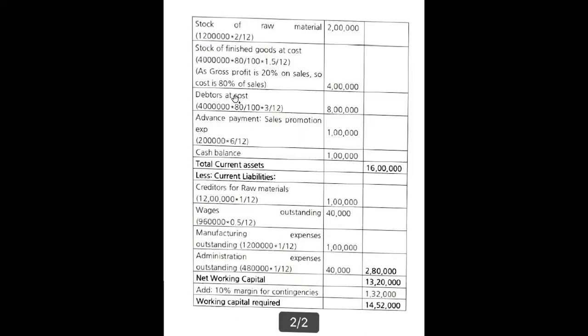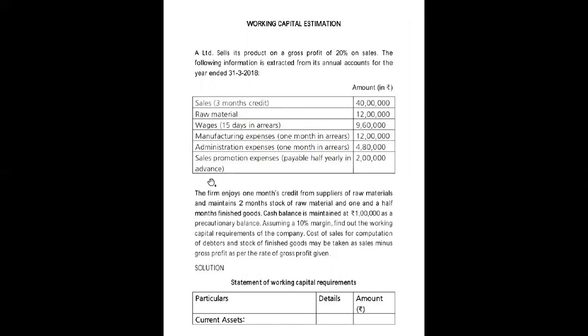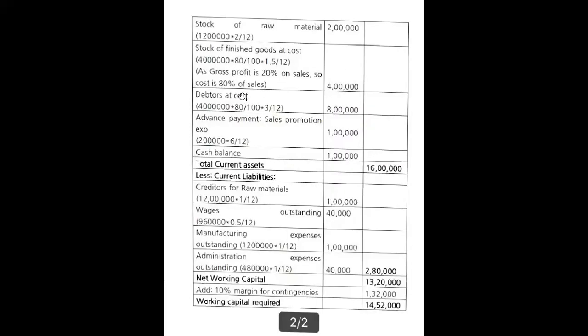Just in the same manner that we calculated the cost of sales, which is sales multiplied by 80%, which represents the proportion of cost in the sales part, we have 40 lakhs multiplied by 80%, which represents the cost of sales, multiplied by 3 by 12. Now herein, the sales are on 3 months credit basis. So 3 months credit means the debtors are given 3 months credit period. That is why for calculating debtors, we have multiplied it by 3 and divided it by 12. We've calculated debtors over here at 3 months credit basis.